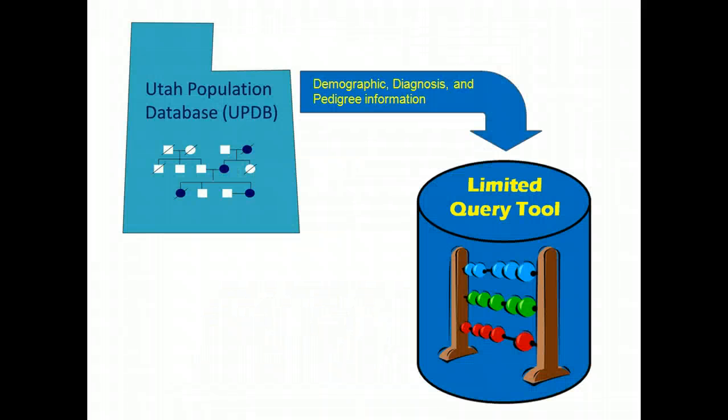Now that we understand what UPDB is, let's discuss the UPDB Limited Query Tool. UPDB Limited is a subset of UPDB with all individual identifying data removed. The limited subset only contains demographic, diagnosis, and pedigree information. This data set is explored with the Query Tool, which is really just a counting tool.